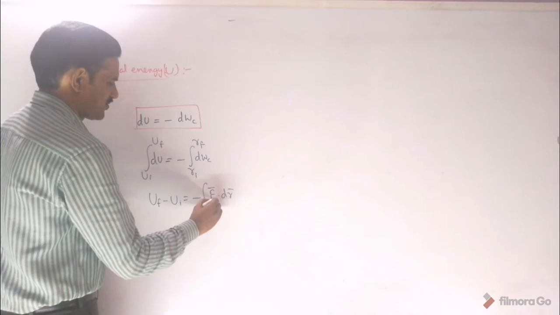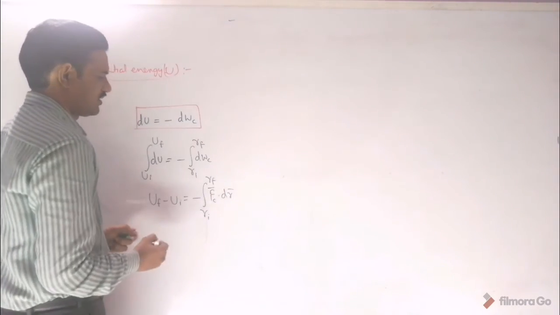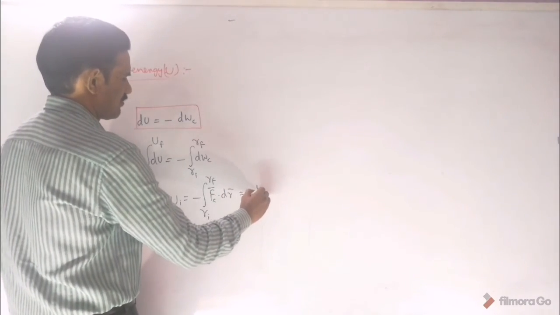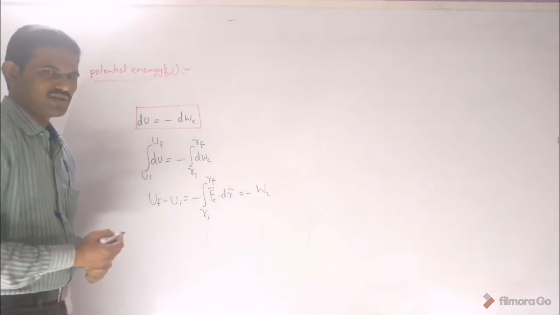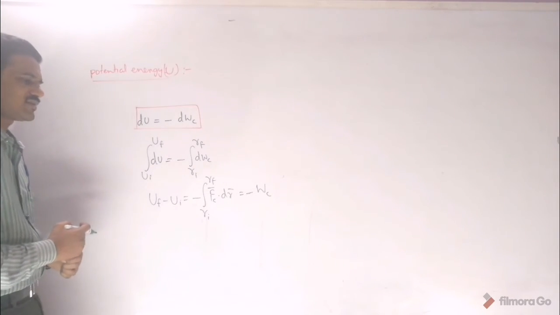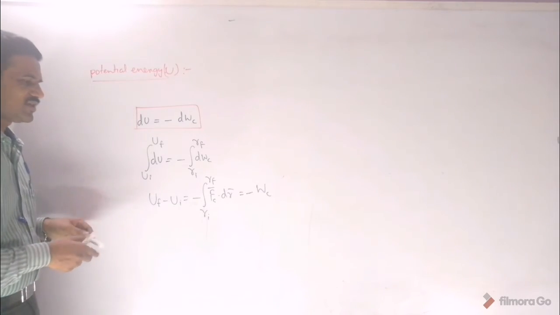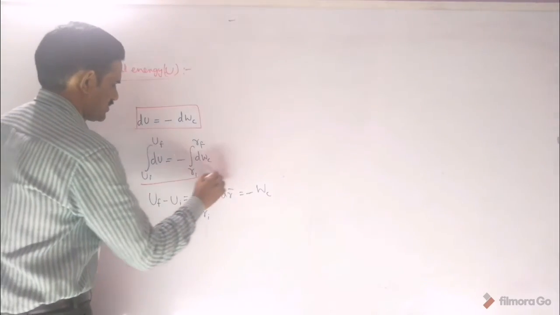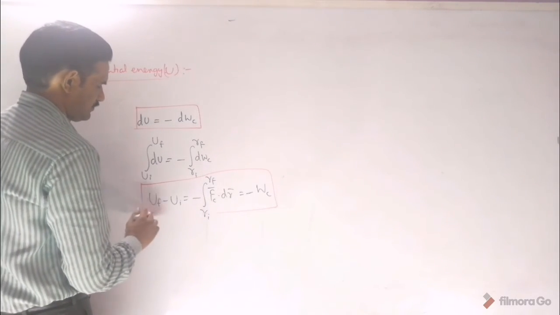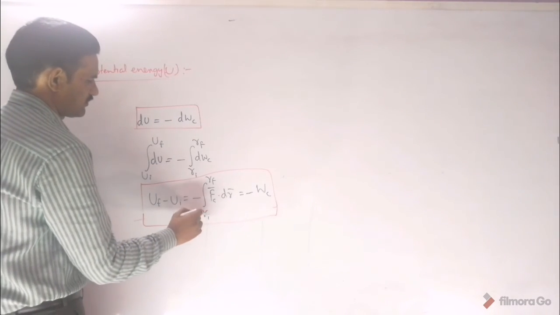This is F conservative here. Fc means conservative, R initial to R final. So this gives us the total work done by this conservative force, which is nothing but minus WC: the net work done by the conservative force. So in general, while defining this potential energy, this is an important relation we can mention here.